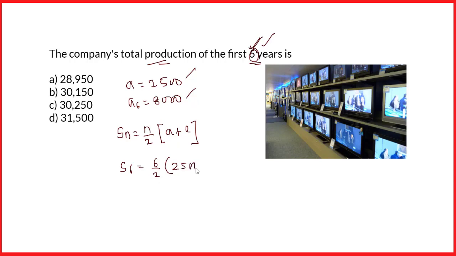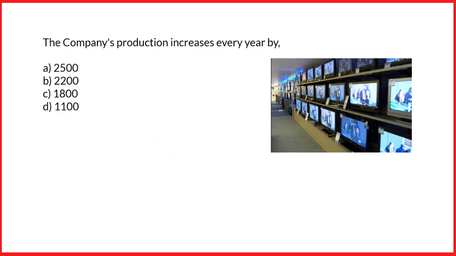A is 2500 plus L is the last term, that is 8000, and therefore 2 ones are 2, 2 threes are 6, which is equal to 3 multiplied by 8 and 2 10. So it will be 10,500. So 3 multiplied by 10,500 is equal to 31,500, and therefore the total production in the first 6 years will be 31,500 sets, and therefore the D option is the correct option.